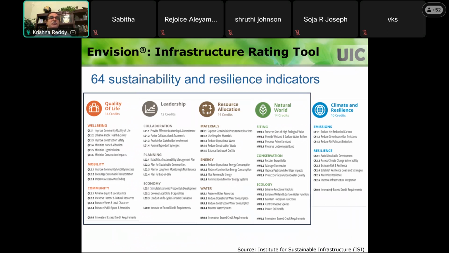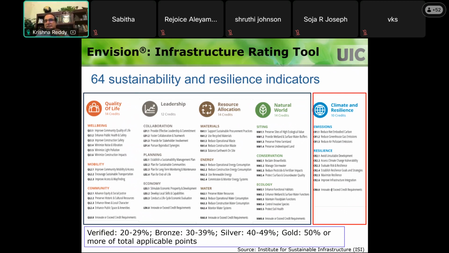The ones which I highlighted, quality of life, leadership, resource allocation, natural world, these are all the credits that deal with the triple bottom line: environmental, economic, and social aspects. They're not categorized under those headings, but they are intermixed, and if I have to sort them out, I can: some of them are environmental, some of them are economic, some of them are social. And then the last category is climate and resiliency. So you have resiliency included. You have triple bottom line sustainability, and you have resiliency. So this is a truly sustainable and resilient assessment framework. And based on the points that you get, you can consider the infrastructure as a bronze level or silver level or gold level, and so forth.